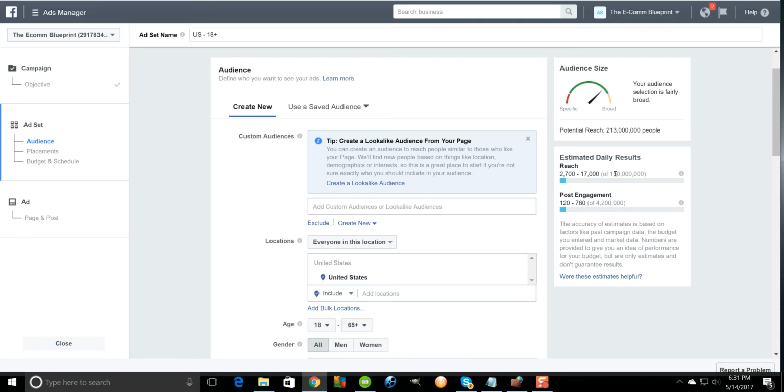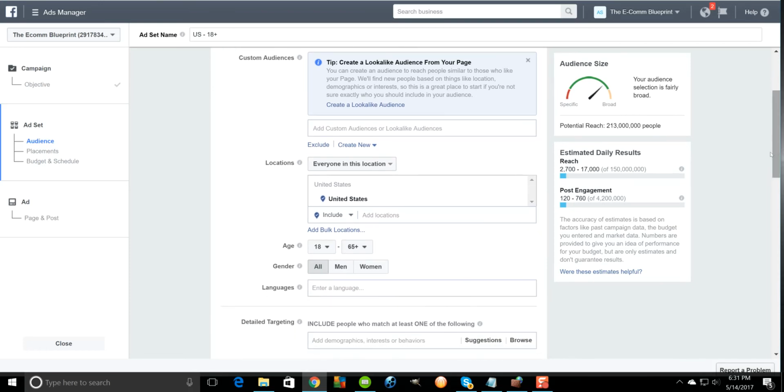So we could hit up to 150 million people. That's crazy, I know. But we're not going to be hitting that many people because we're just going to be doing some testing. This is just how many people you can reach in any given day. So what I'm going to do here is start targeting down, and you're going to notice this number is going to get smaller.